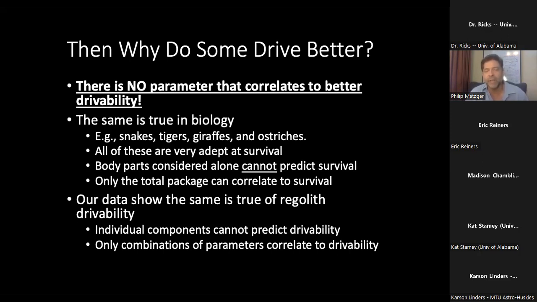Well, the same is true in biology. Snakes, giraffes, tigers, ostriches. If you look at giraffes and ostriches, you think, okay, long neck makes it survivable. But then you look at snakes and you're like, nope, doesn't have a long neck. It doesn't even have a neck. All of these different species are very adept at survival, but you cannot look at the individual body parts alone to predict their survivability. Only the total package can correlate to the survivability of any of these different species. And our data shows the same thing is true of regolith drivability. The individual components cannot predict drivability. Only combinations of parameters correlate to good drivability.